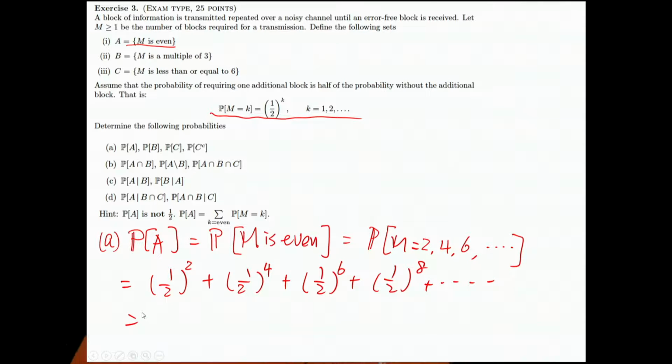And from exercise 1, homework 1, we know this summation is the first term divided by 1 minus the ratio in the denominator. Here the answer is 1/3.